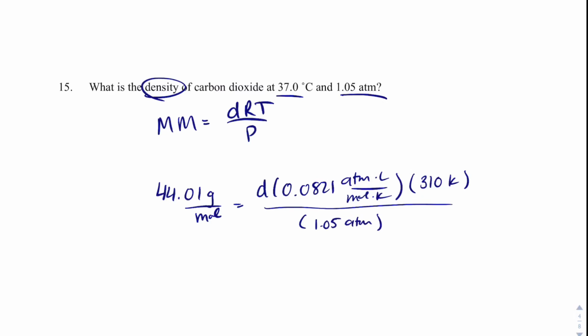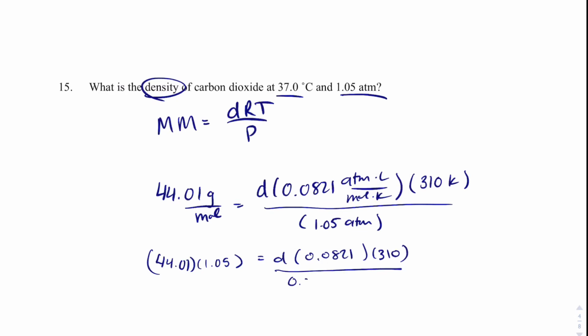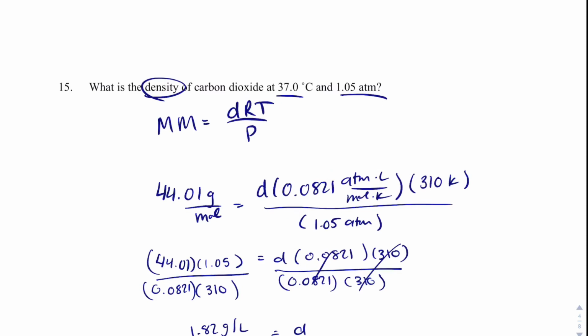And what I'm going to do is cross multiply. So I'm going to get 44.01 times 1.05, and that's going to equal d times 0.0821 times 310. Then divide by 0.0821 and divide by 310 as well. And when I solve for density in my calculator, I get 1.82 grams per liter.